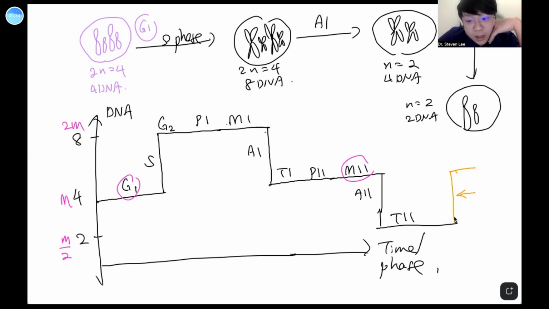This one. You see, they go back up to 4. From 2, they go back up to 4. This is G1 phase. This is S phase. So you're all still not strong enough. Cytokinesis, will cytokinesis cause the DNA to double?